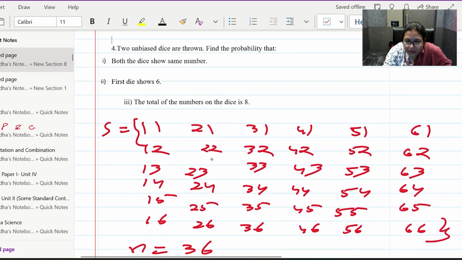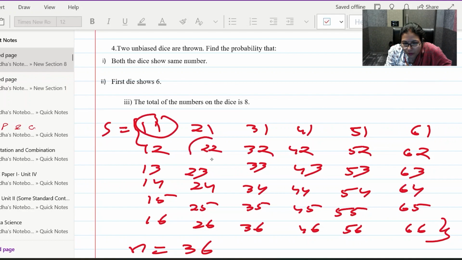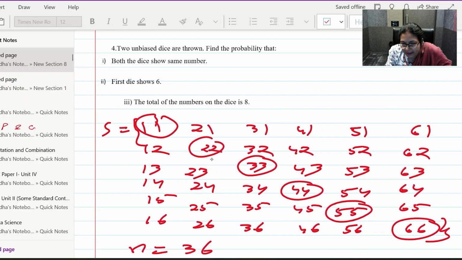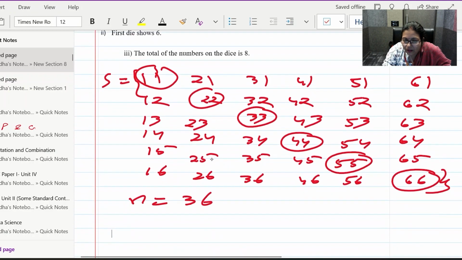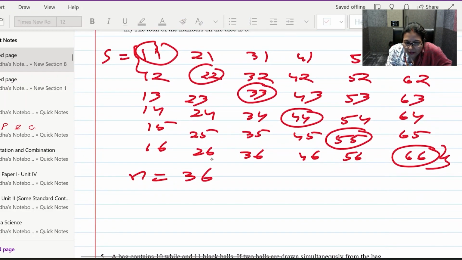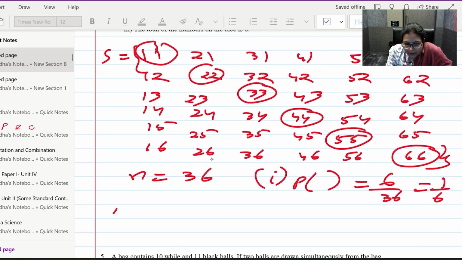Now the first question is, both the dice show same number. So which are the numbers same here? Like 1 1, 2 2, 3 3, 4 4, 5 5, 6 6. These are same numbers in both the dice. So how many cases are there? 6 cases. So first question answer will be 6 by 36, which is 1 by 6. Second question.